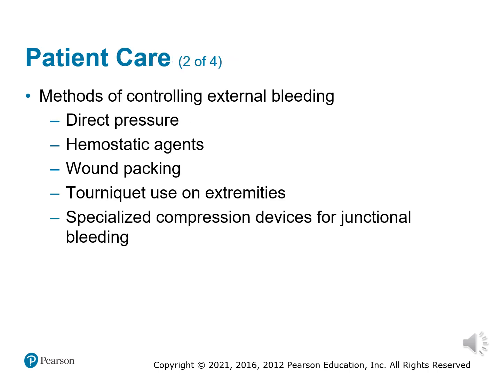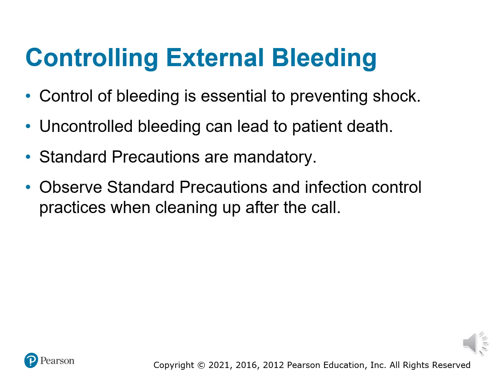Methods of controlling external bleeding include direct pressure, hemostatic agents, which is what we use around here, known as quick clot, wound packing, so if you've ever learned how to do the stop the bleed, which you will learn in the trauma portions, tourniquet use on extremities, and specialized compression devices for junctional bleeding. Controlling of the bleeding is essential to prevent shock. Uncontrolled bleeding can lead to patient death. Standard precautions are mandatory, and you want to observe standard precautions and infection control practices when cleaning up after the call.